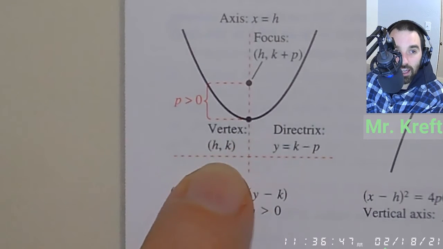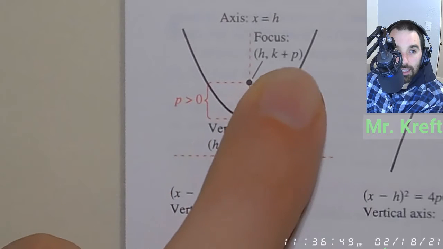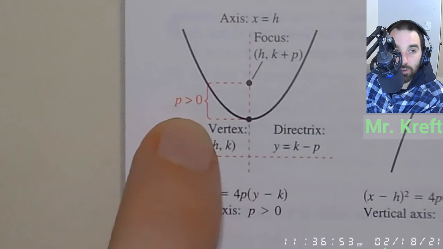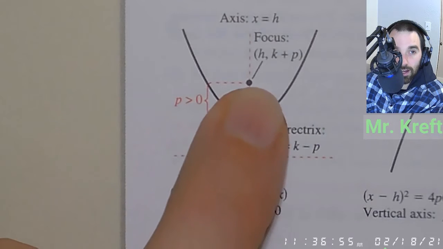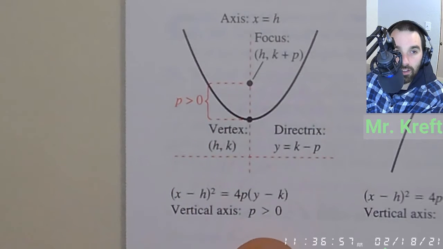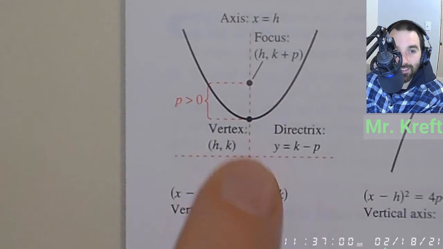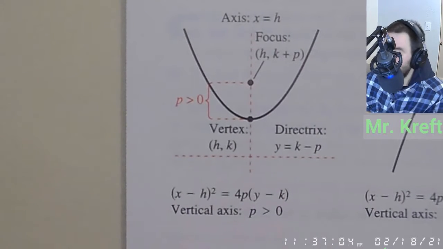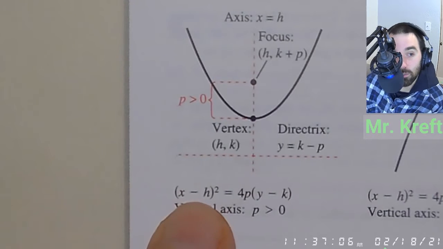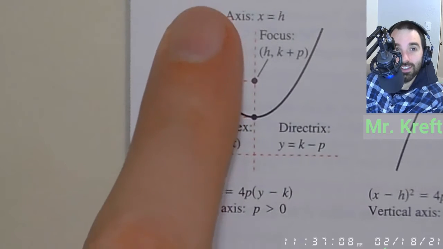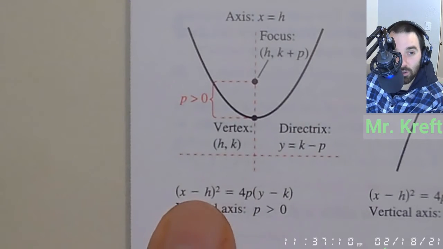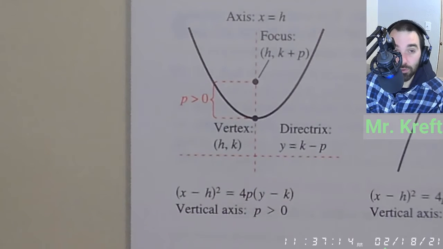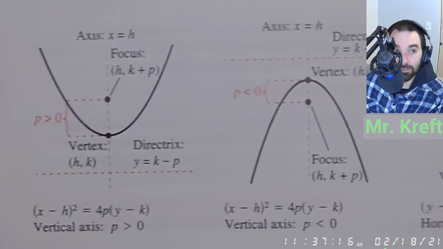So if the vertex is (h, k), notice how the focus is up p. Okay, and p is greater than 0, so it's up p. The directrix is down p from my y. The equation we would use is the (x minus h) squared version because it looks like a quadratic, right? This is a quadratic. Okay, that's what you need to know. That's what you need to take away from that.